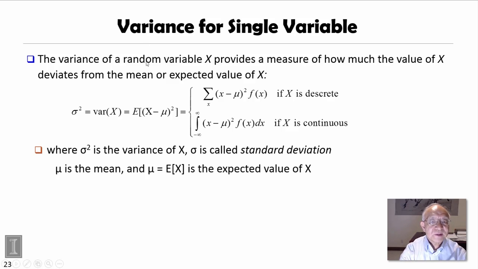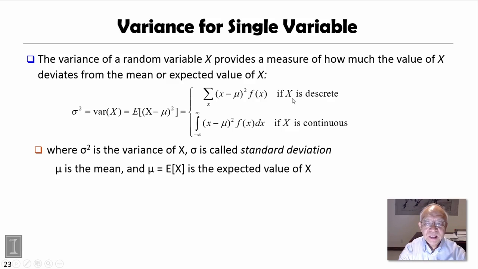In that case, we introduce the concept of variance, which measures how much the value of x deviates from the mean or the expected value of x. Essentially, we use sigma squared to represent the variance of x. Sigma is called the standard deviation. Variance of x is the expected value of x's deviation from the mean. If we take the square, no matter whether it's positive or negative, we change it into positive.